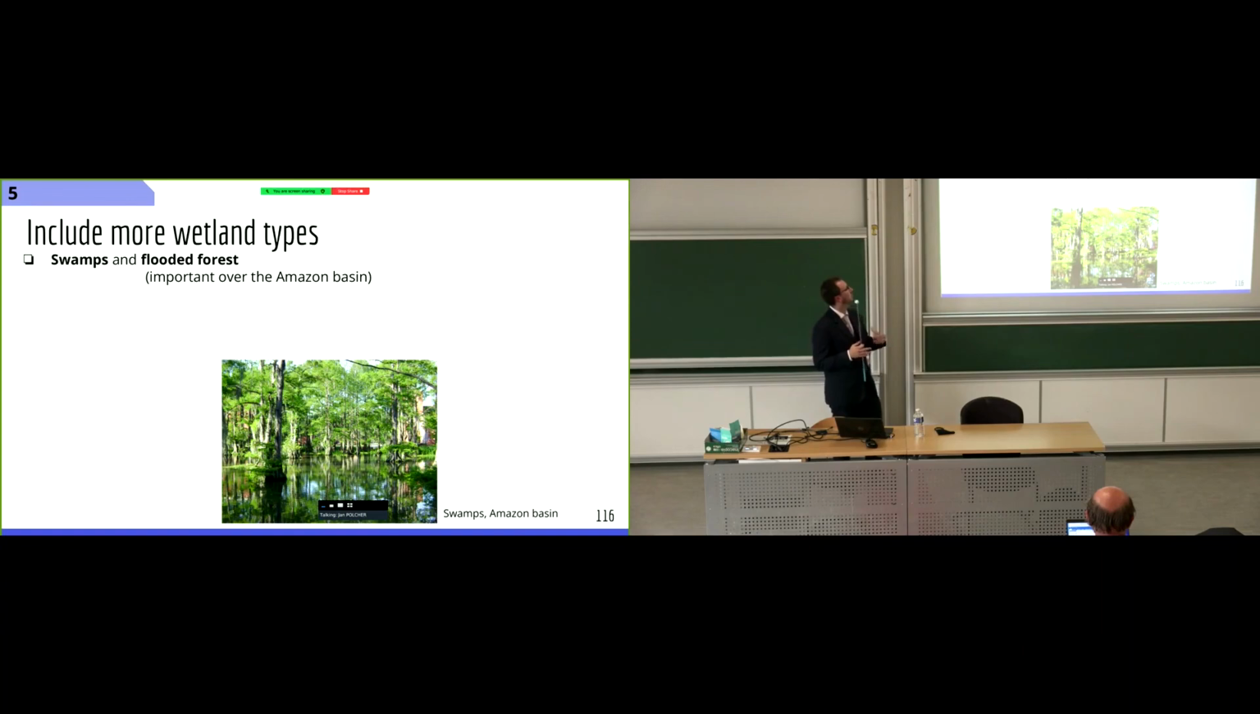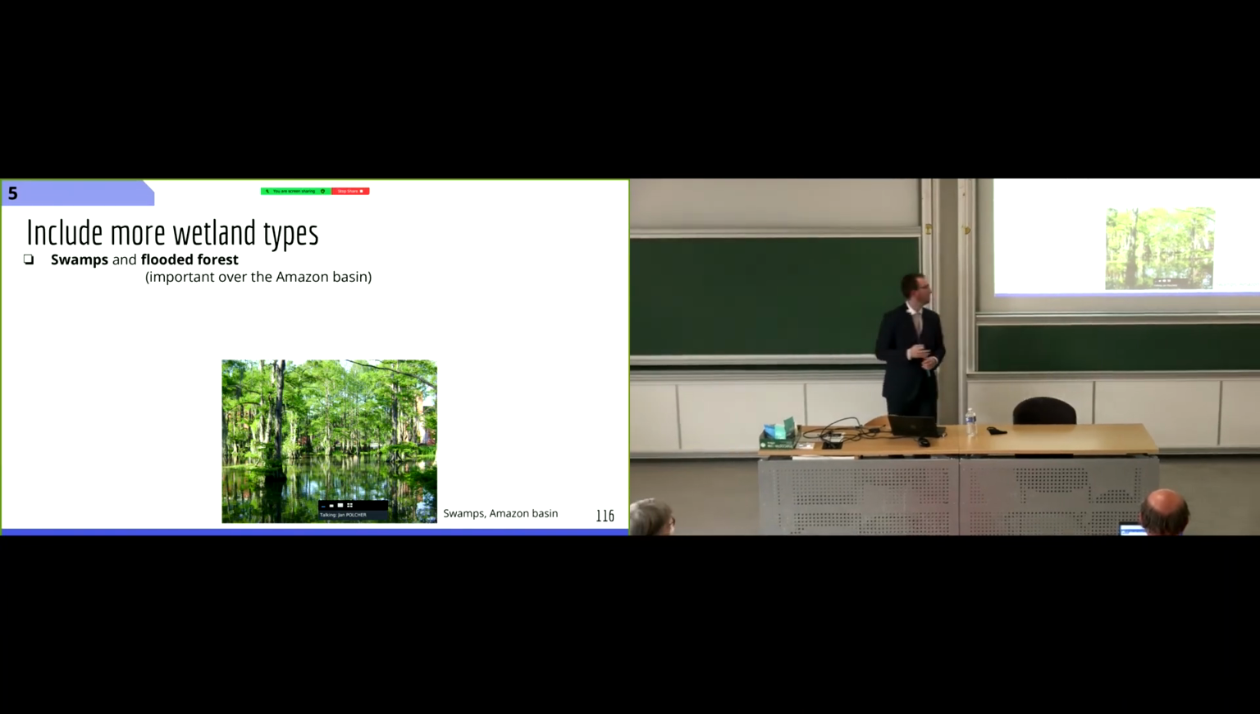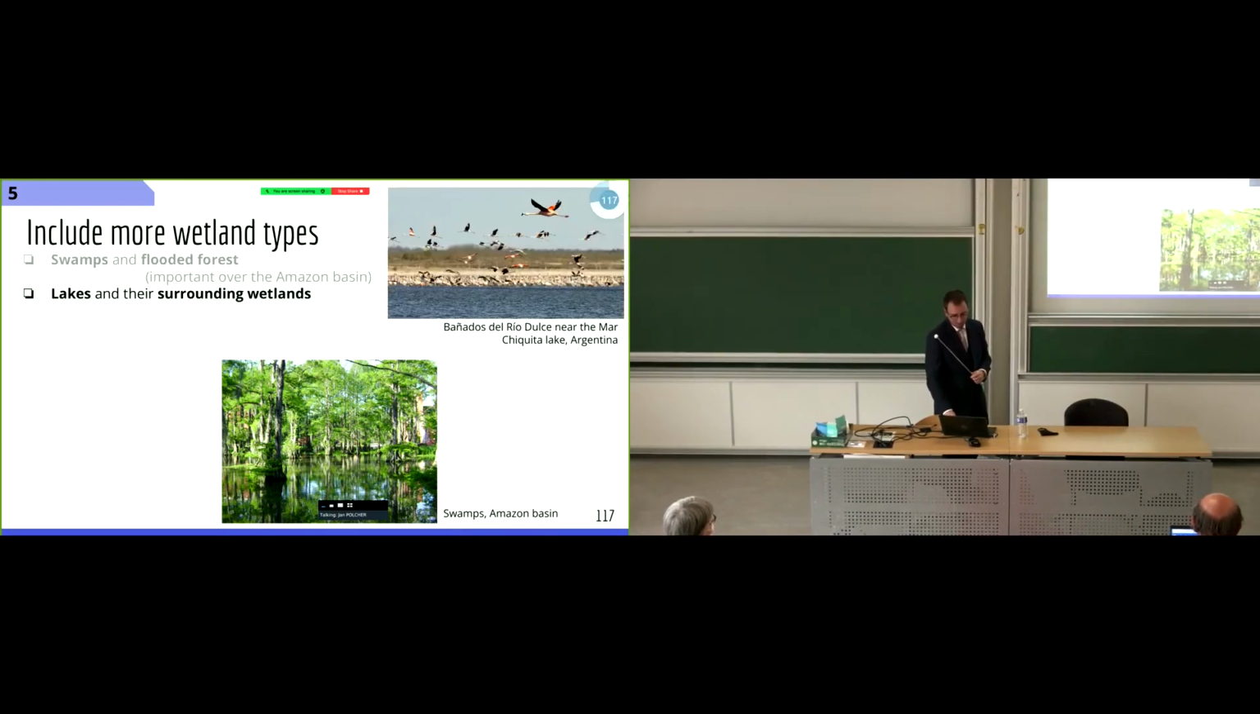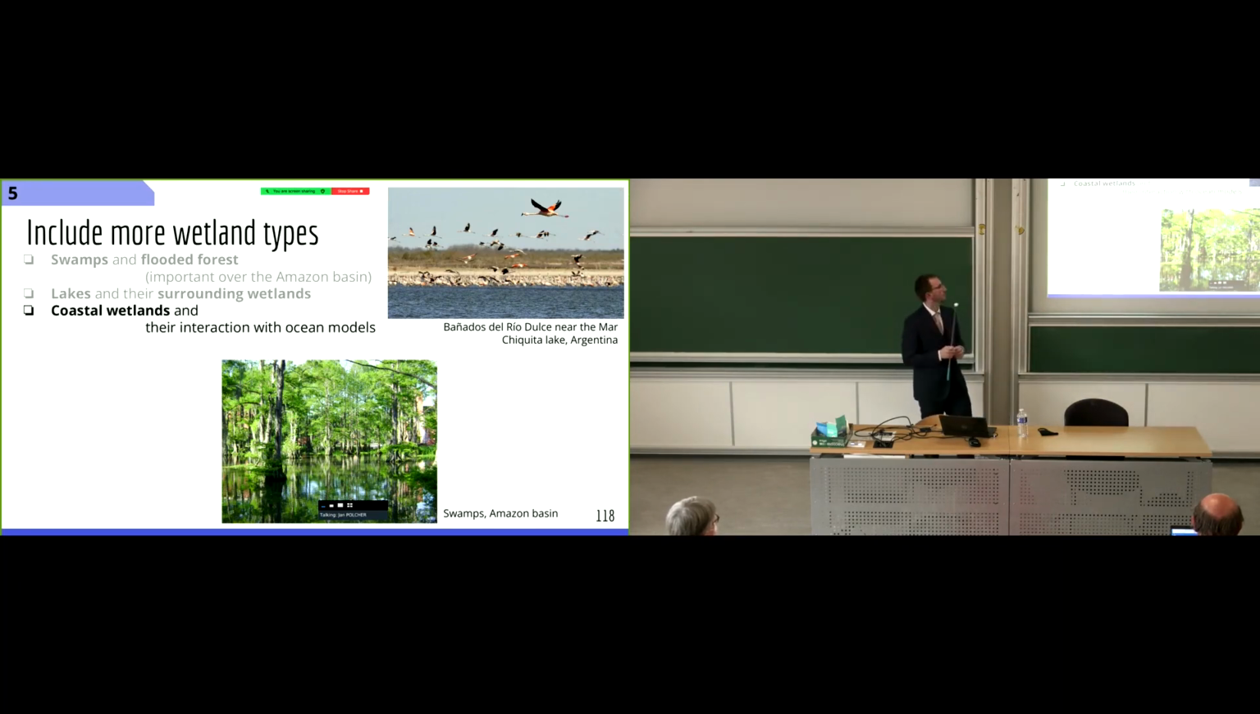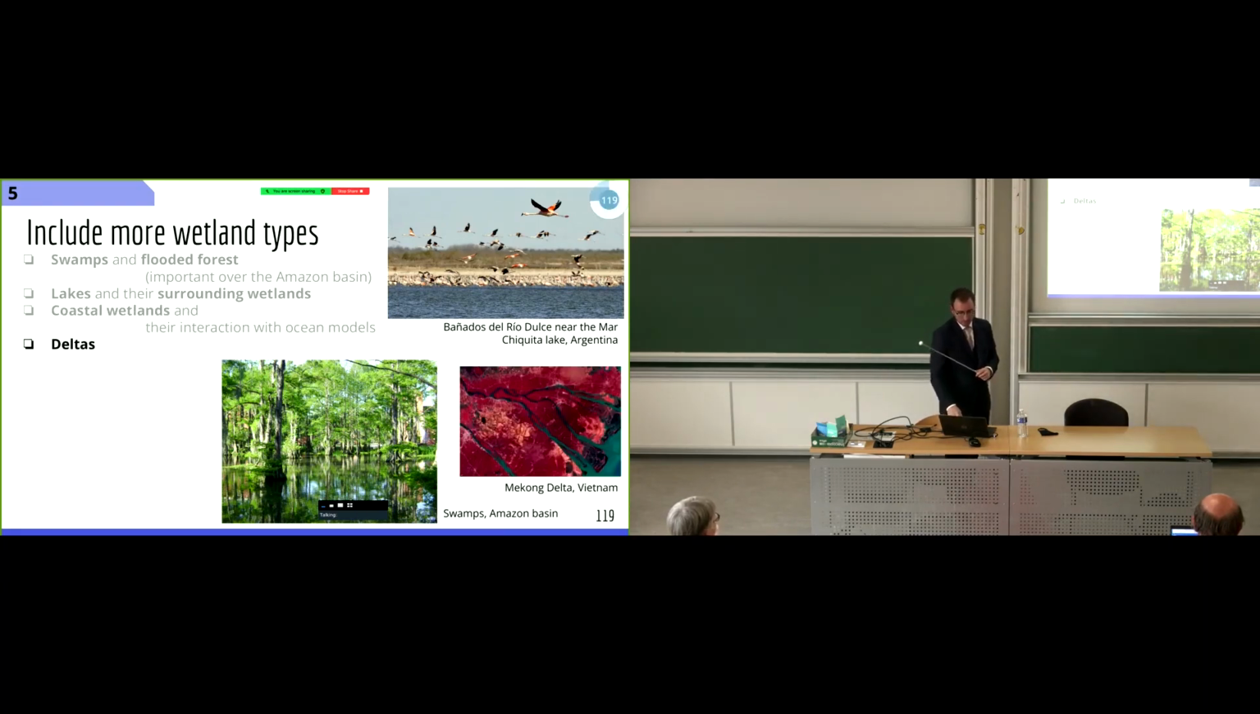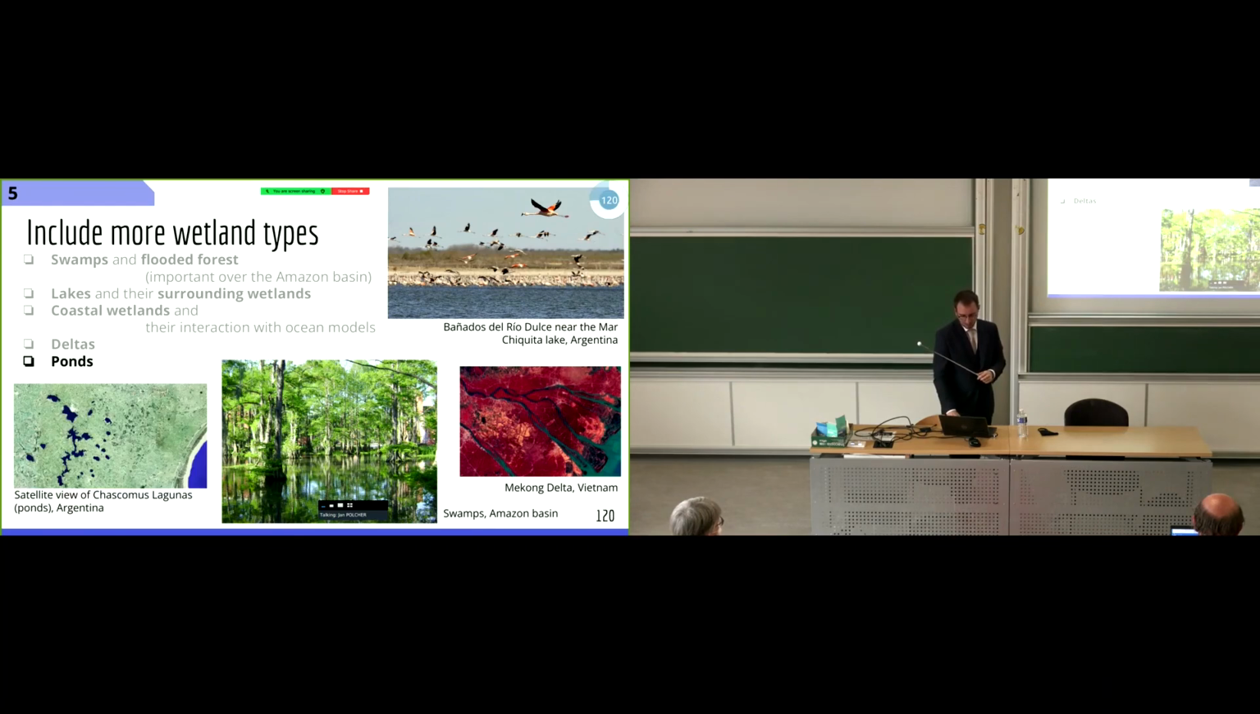Another improvement can be including other wetland types such as swamps and flooded forests, which are very important in the Amazon basin. Integrate the lakes and their surrounding wetlands. The coastal wetlands, which are a bit more complex to represent because they are interacting with the ocean. The deltas, which have the difficulty of divergent flows, and our model is mainly convergent. And finally, the ponds, which are small lakes directly driven by local precipitation.